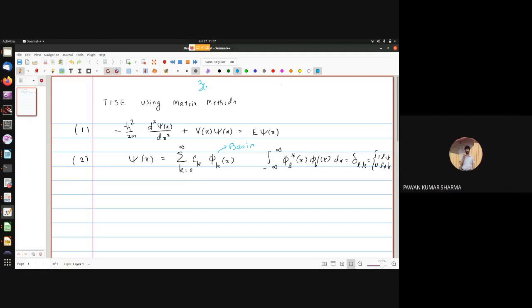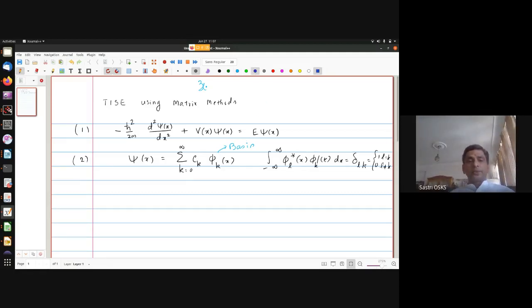So now we need to substitute this 2 into 1, and then we want to obtain the matrix representation. To obtain the matrix representation, what we do is we multiply equation 1 throughout by phi_l star of x, and then integrate between minus infinity to plus infinity. That is what we want to do, this entire thing.